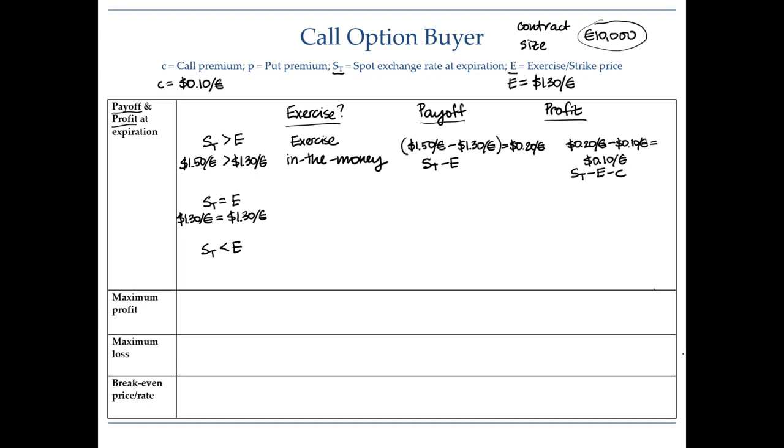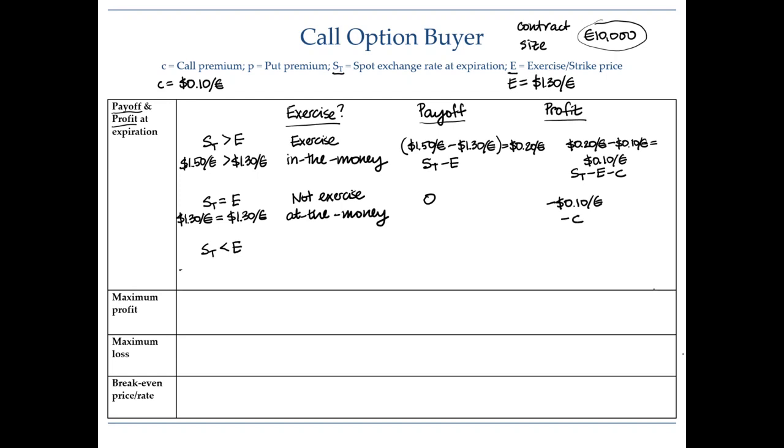And in this case, why would you bother to exercise it, right? Because you can just go to the spot market and buy them for $1.30, so you will not exercise this contract. And these call options are said to be at the money. And since you're not exercising this contract, there's no payoff. But remember, you still had to pay for these call options, and so you're out 10 cents per euro. So in other words, minus the cost of the premium.